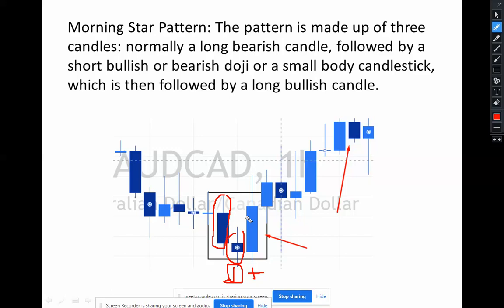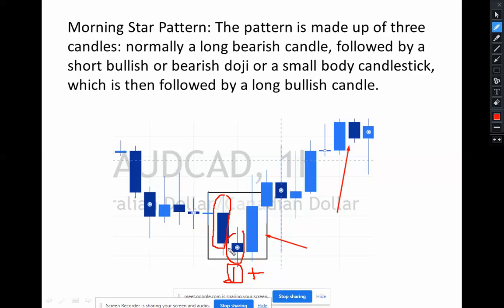Bearish, bullish, or doji. Take note, any candlestick can form here, but this must be the same thing. This can be red, green, or doji. Then the next one should be a long green candlestick. That indicates a buy signal, meaning that the buyers are now in control of the market.